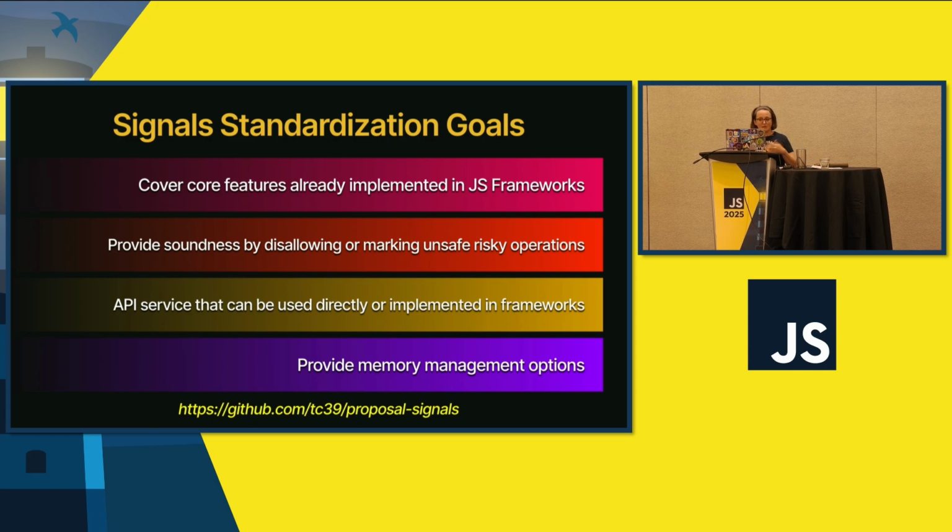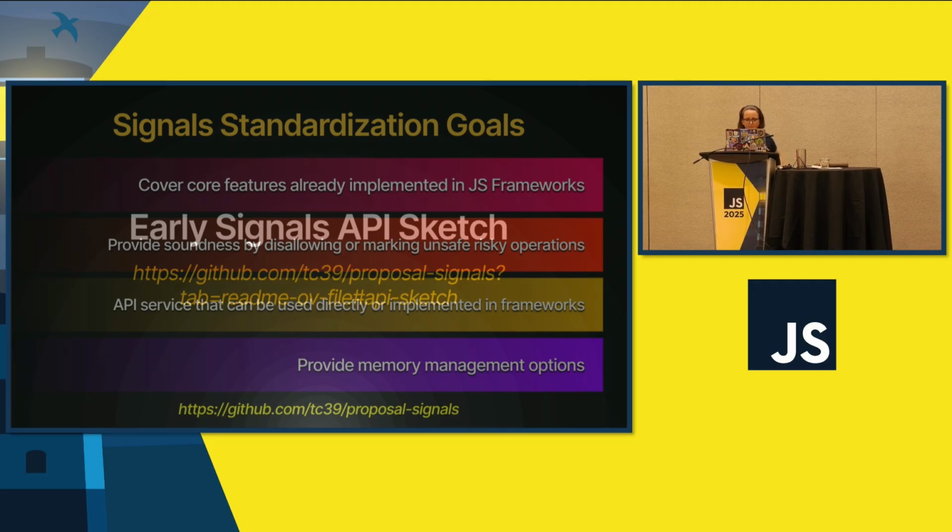It provides an API service that can be used directly or implemented in frameworks. So if you're writing vanilla JavaScript, you can still use signals. But if you're writing a framework, you're just using your version of signals, and you may not be aware that anything has changed under the hood. And it will also provide memory management options, so garbage collection.